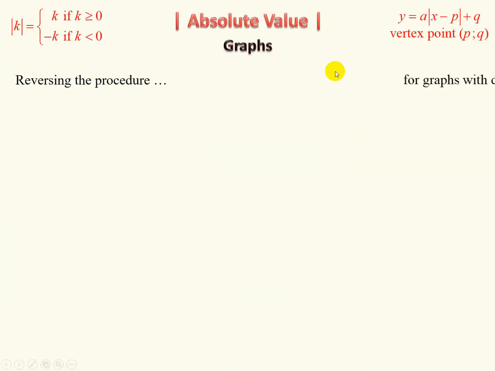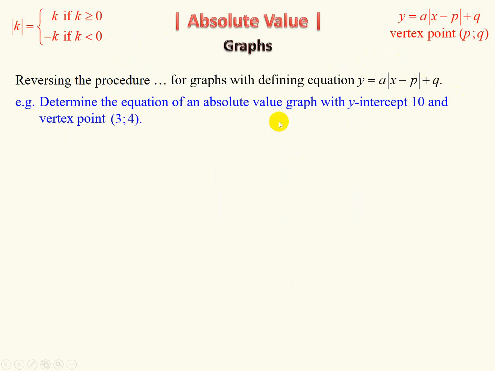Right, we're going to take this procedure back the other way. We've just had the video showing how to sketch graphs of this form, y equals a times the absolute value of x minus p plus q. Now we're going to go the other way. So here's an example. Determine the equation of an absolute value graph with y-intercept 10 and vertex point 3, 4.